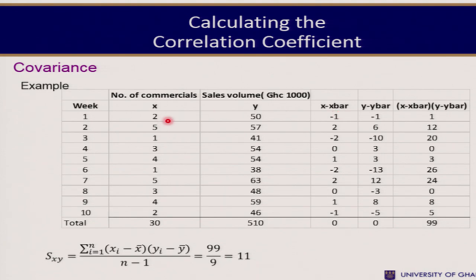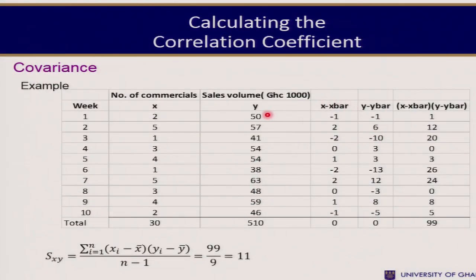So for each item or for each week, we have 2 minus 3, that gives us negative 1. 5 minus 3, that gives us 2. 1 minus 3, that gives us negative 2. 3 minus 3, that gives us 0, and so on and so forth. We do similar for Y minus Y bar. That is, we have a total of 510, giving us a mean of 51. That is 510 divided by 10. And then for each, we have 50 minus 51, giving us negative 1, and so on and so forth for the rest of the 10 samples.